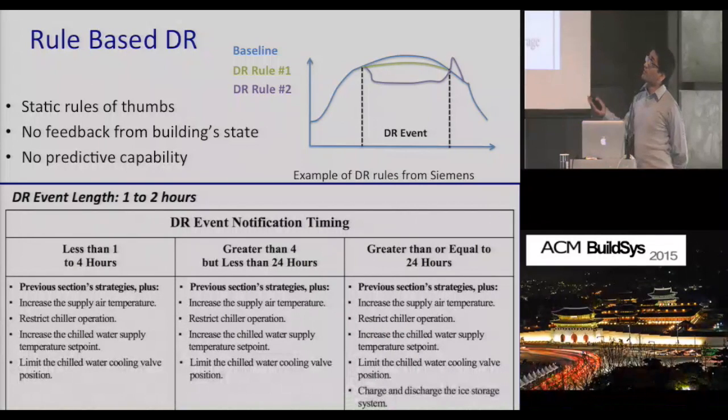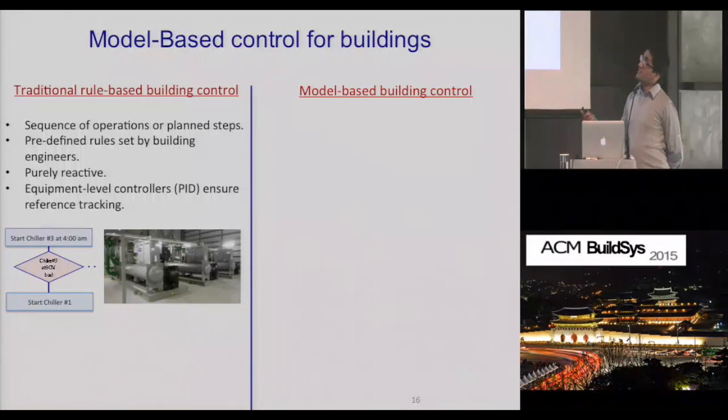There is no feedback or state information of the building being used in these strategies, and there's no predictive capability on whether you will achieve the curtailment or not. These are strategies from Siemens, which is a pretty common way in which demand response is done. So these are rule-based strategies.